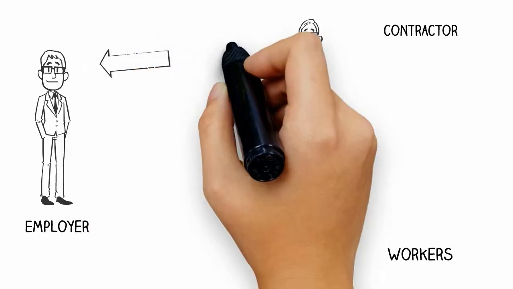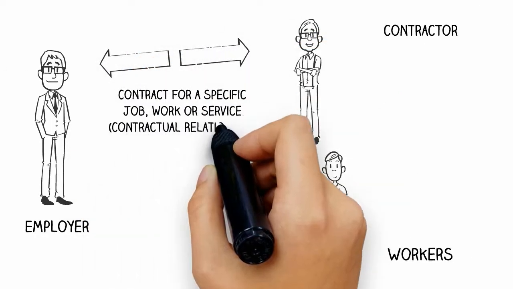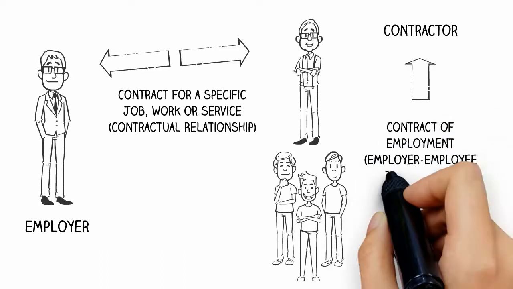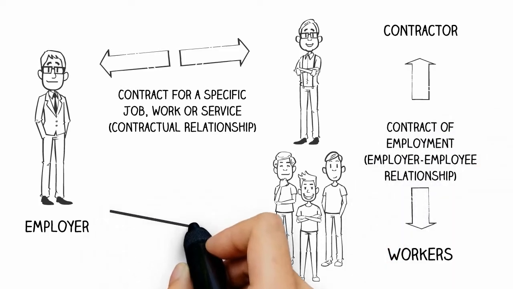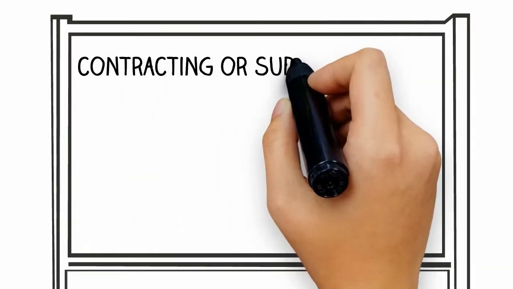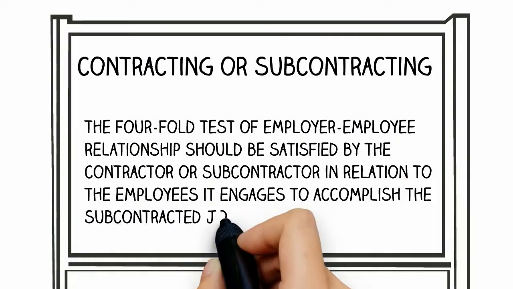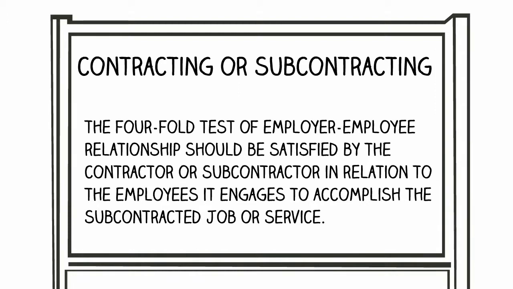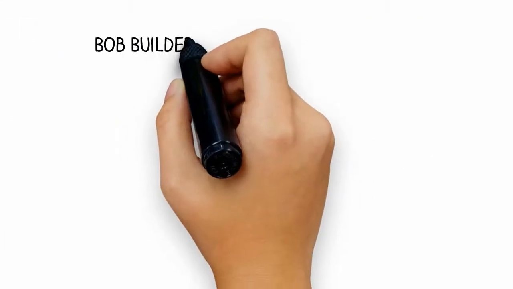As it is, there is a trilateral relationship in a legitimate contracting or subcontracting arrangement where there is a contract for a specific job, work or service between the principal and the contractor, and a contract of employment between the contractor and its workers. It should be emphasized that in contracting or subcontracting, the fourfold test of employer-employee relationship should be satisfied by the contractor or subcontractor in relation to the workers that it engages to accomplish the subcontracted job or service. In this case, it is Mr.